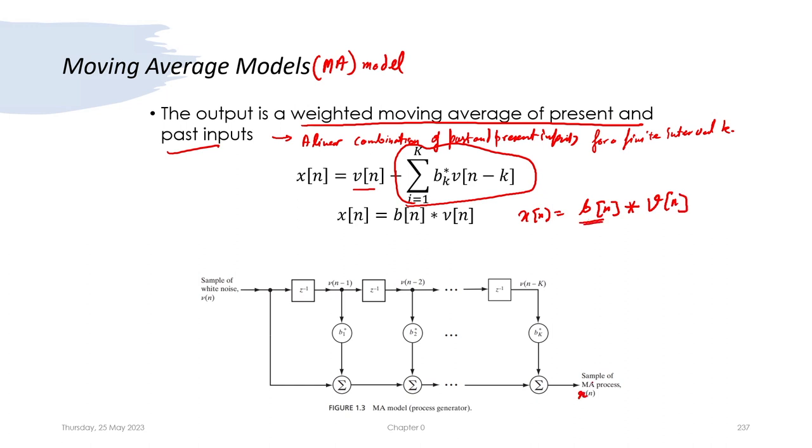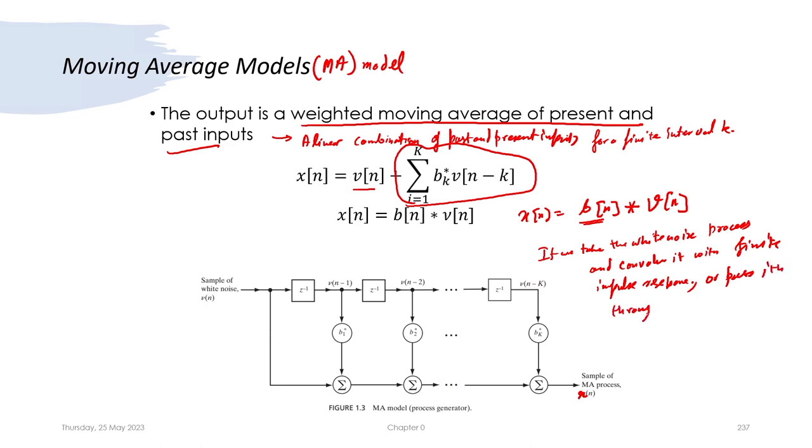And so, if we take a white noise process and convolve it with an FIR, or finite impulse response, or pass it through an FIR filter, we get a moving average. Fine. So, this is the generator for a moving average process.